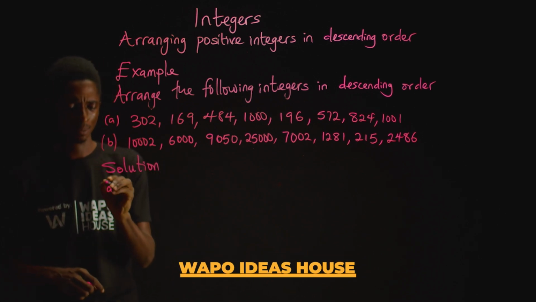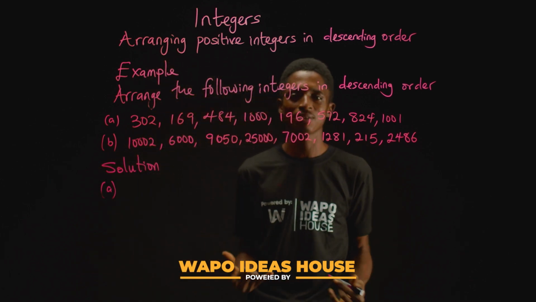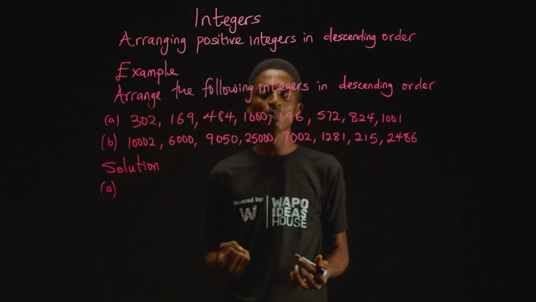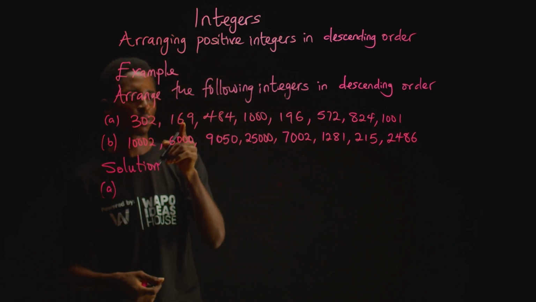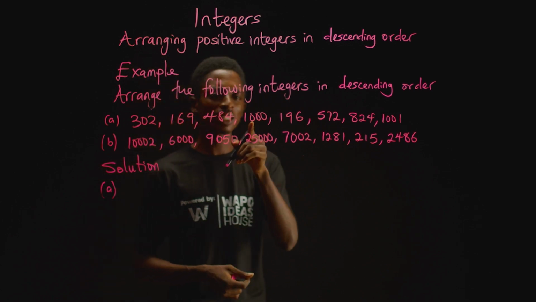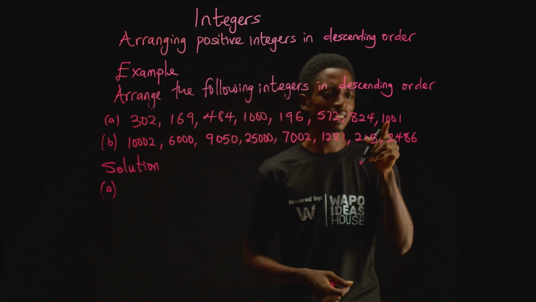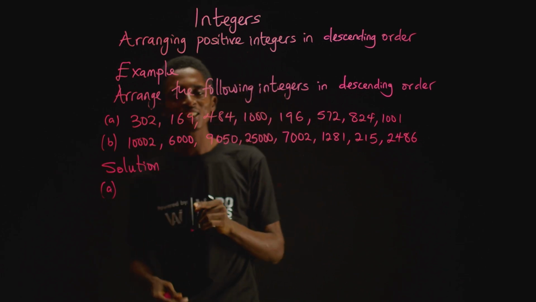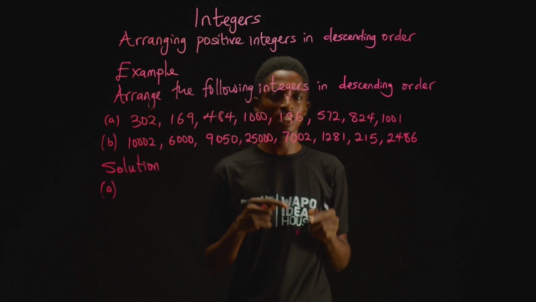For the A part, you have to identify first the number with the biggest value. And remember, we do that by the number of digits present in the number. This is a 3-digit number as well as this. This is also a 3-digit number. But this is a 4-digit number. Others remain 3, then this is also a 4-digit number. So the highest number in this case will be one of these two, that is a 4-digit number.